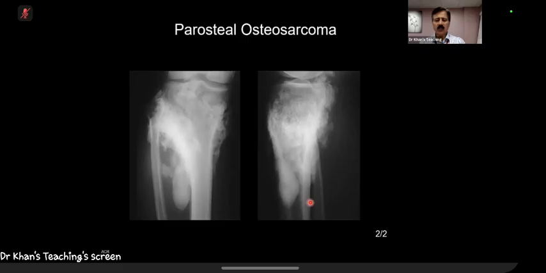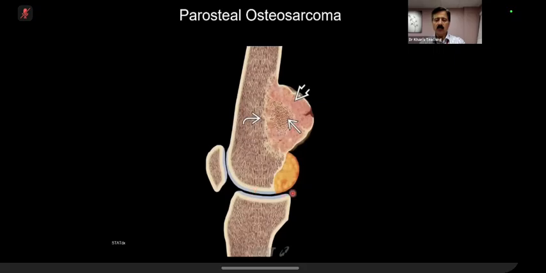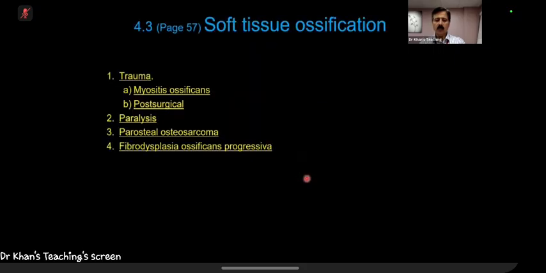A sign which is given is that at times, part of the lesion and the cortex, there might be a lucency, which is visible here. So this is parosteal osteosarcoma. Now, in your Chapman, there is a 4.3 soft tissue ossification. There is a difference between the word ossification and calcification. And here, parosteal osteosarcoma is given as one of the differentials.